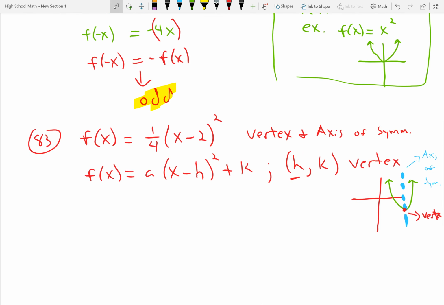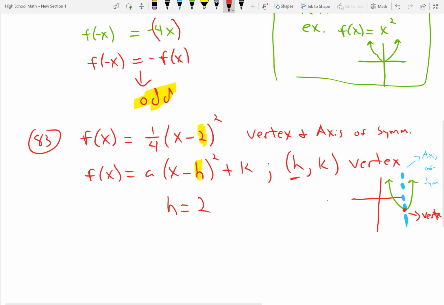Alright, in our case you can clearly see that h is 2. This subtraction here, you can think of this as being the opposite. In this case we got minus 2, so h is 2. Really you can just simply see that h has to be 2. So h is 2. This is the x value of the vertex, and it is the axis of symmetry.